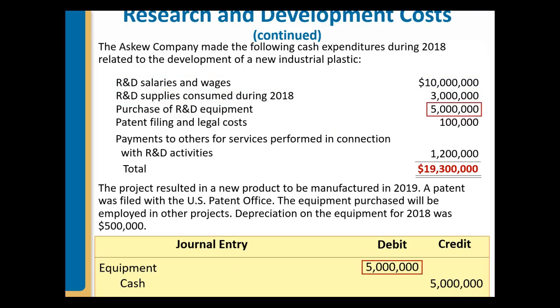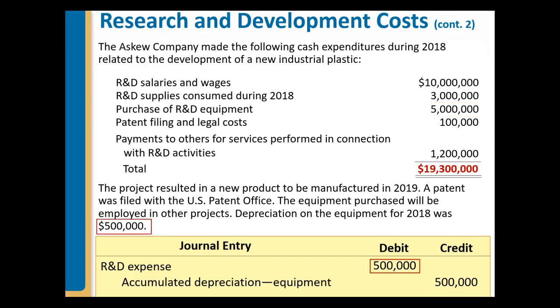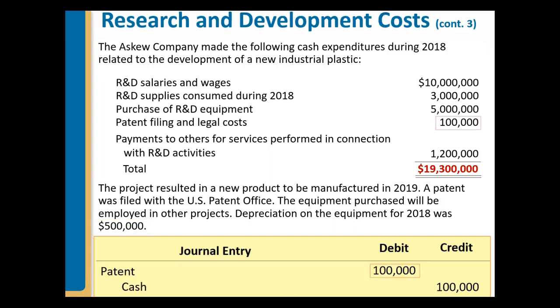A journal entry is made to record the purchase of the equipment. The 2018 depreciation is expensed to research and development. A journal entry is made to record the capitalization of the patent filing and legal cost. Even though the cost to develop the patented product are expensed, the filing and legal costs for the patent are capitalized and amortized in future periods, just as similar costs are capitalized for purchased intangibles.